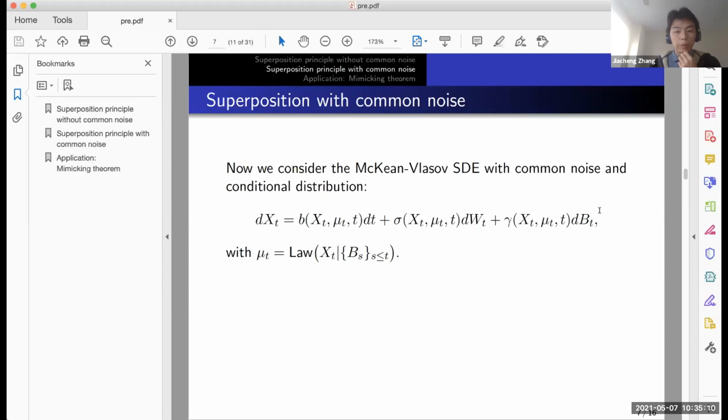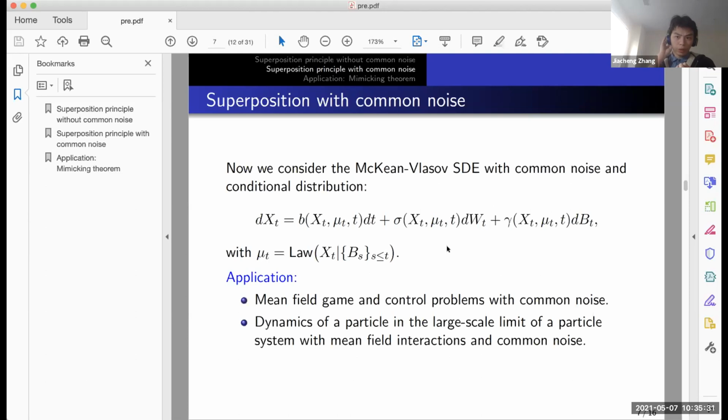We assume W and B are independent Brownian motions, and the mu t here is the conditional law of the xt given the second Brownian motion B. And usually we call this Bt some common noise. The reason we call it this common noise is because such an SDE usually shows up in mean field game and control problems with common noise.